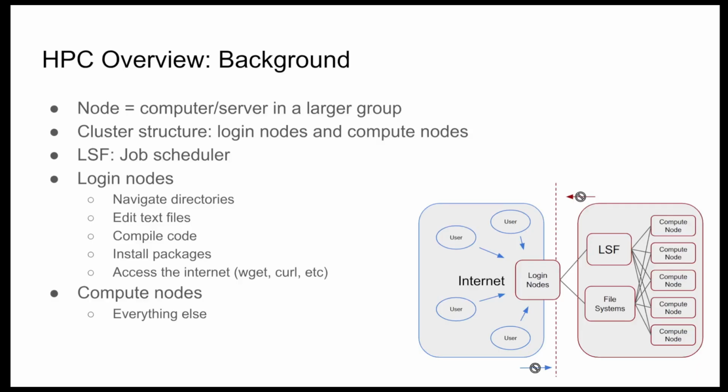Because of these differences, login nodes and compute nodes are used for different things, which is why this is baked into our acceptable use policy. Login nodes are useful for tasks that either require internet access or don't take up a lot of computing resources. This includes navigating directories, editing or viewing text files, compiling code, installing packages, especially when that requires the internet, and anything else that requires access to the internet, like using wget or curl to download specific files or databases. Compute nodes then are used for everything else.